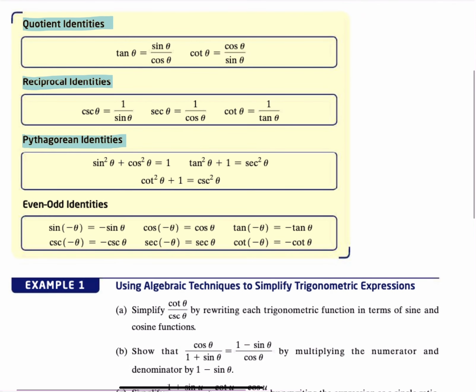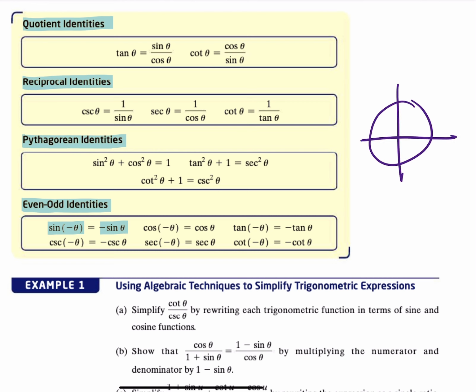And then we also have these even-odd properties of really all of the trig functions, so that the sine of negative theta equals negative sine of theta. Remember, that's coming from the unit circle. So imagine the sine of negative theta. Imagine some angle theta, let's imagine pi over 4. The sine of pi over 4 is root 2 over 2.